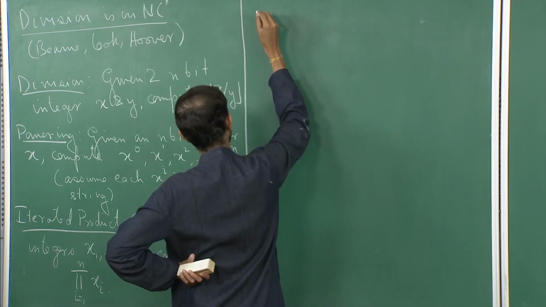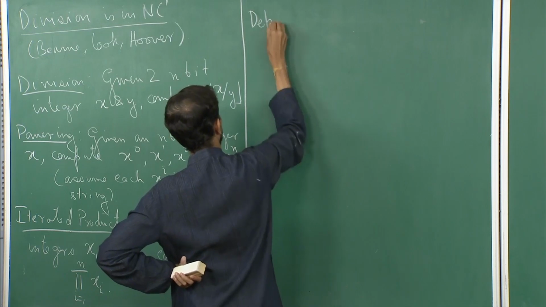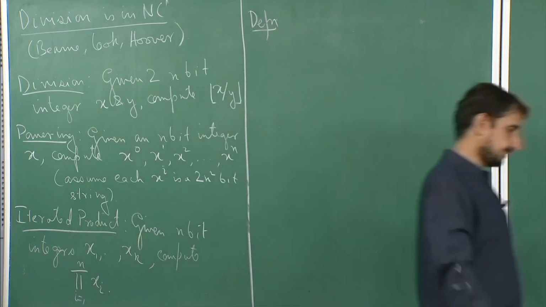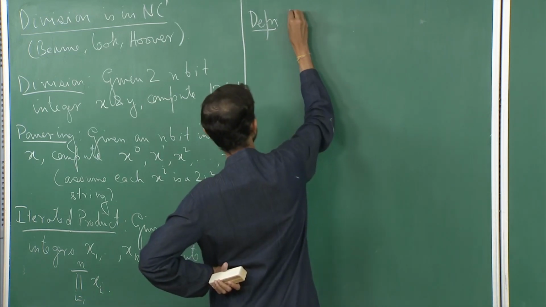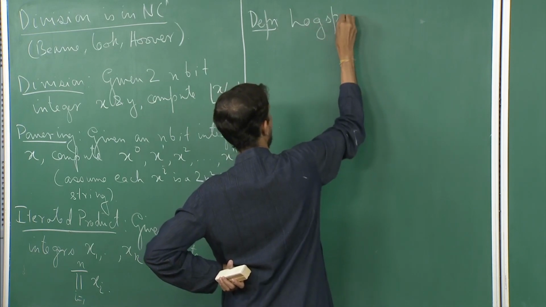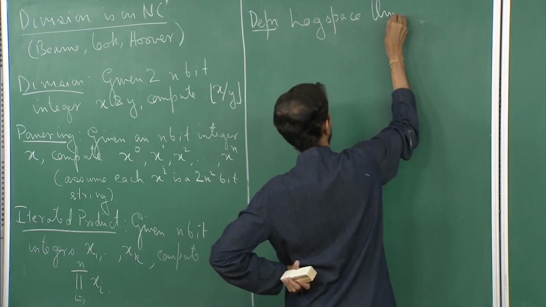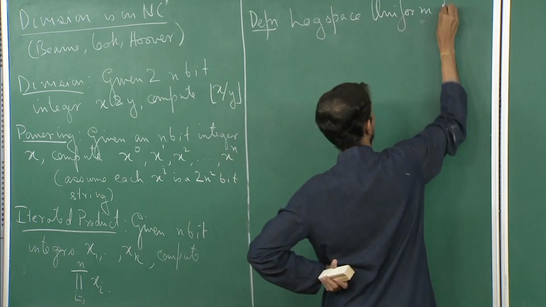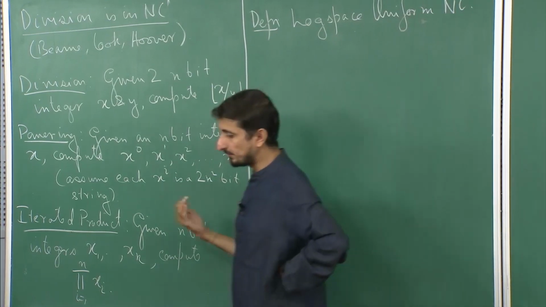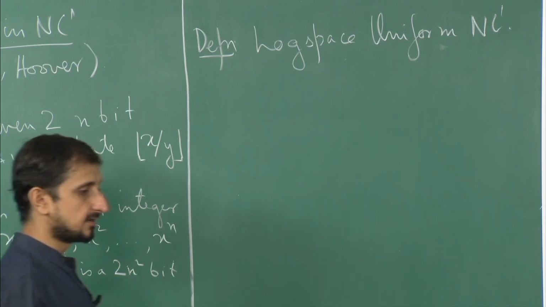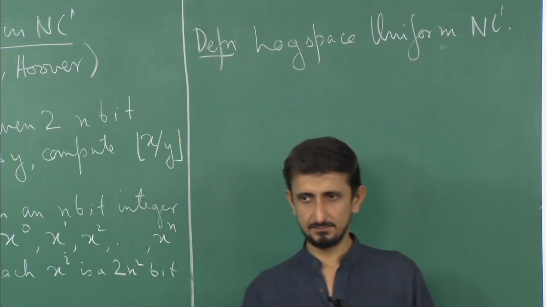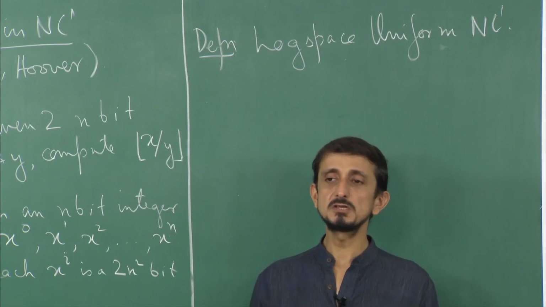First I will define what is log space uniform. Okay. So, log space uniform NC1. So, what is log space uniform NC1? NC1 we have seen is the class of functions for which there are log depth circuits of bounded fan-in having polynomial size over AND, OR, NOT, right. What is log space uniform?